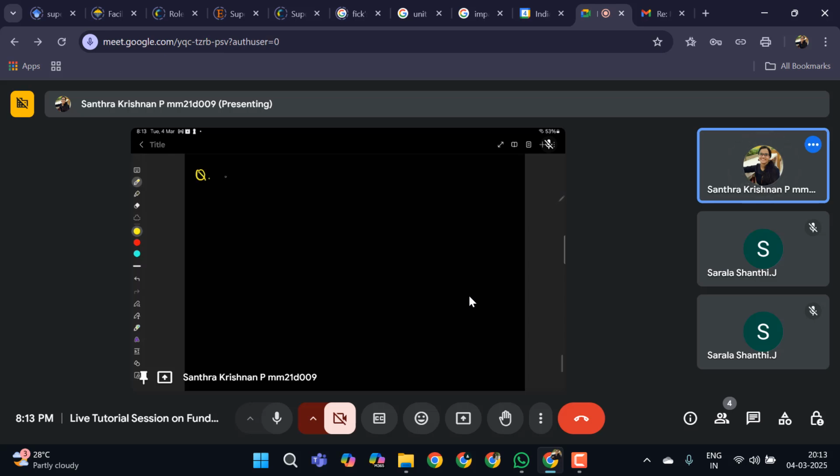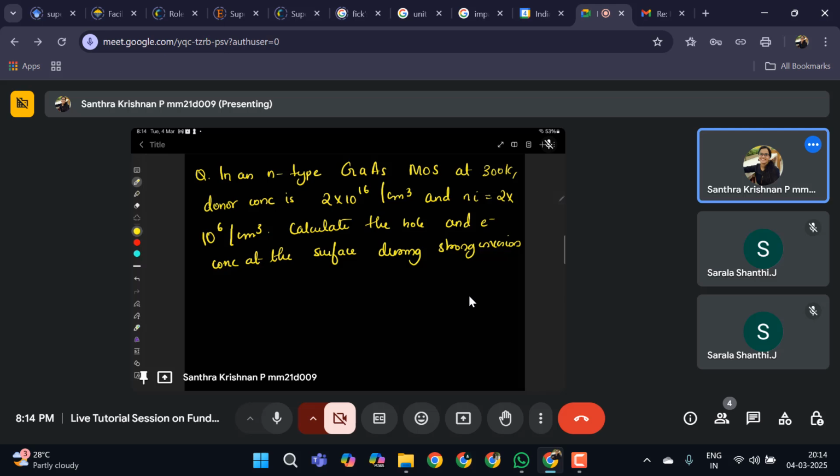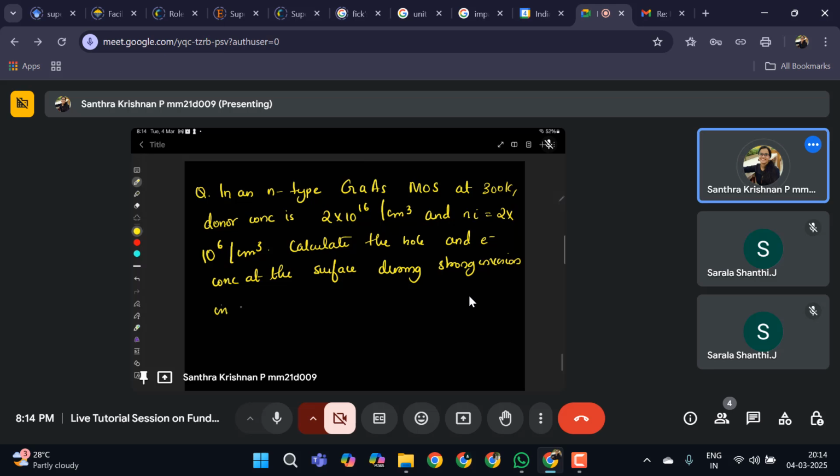So the next question is, in an N-type gallium arsenide metal oxide semiconductor at 300 Kelvin, donor concentration is 2 into 10 power 16 per centimeter cube, and ni is 2 into 10 power 6 per centimeter cube. Calculate the hole and electron concentration at the surface during strong inversion. Your answer should be in centimeter power minus 3.